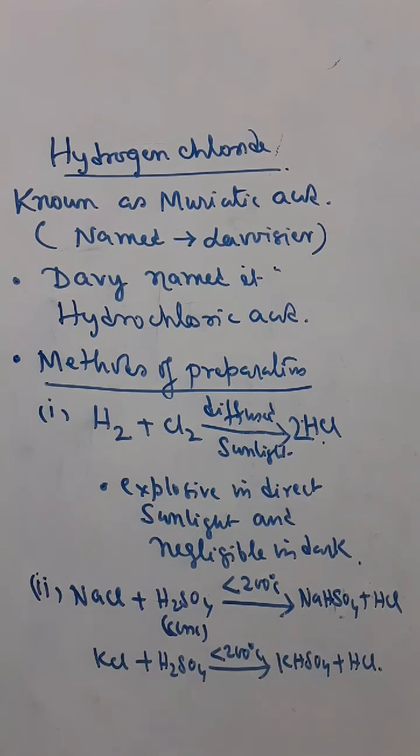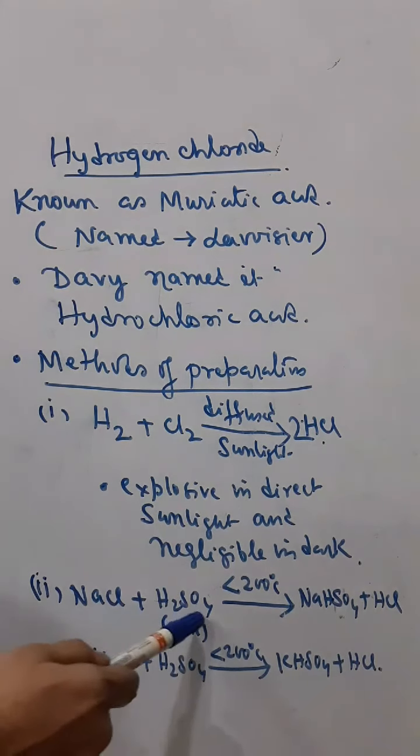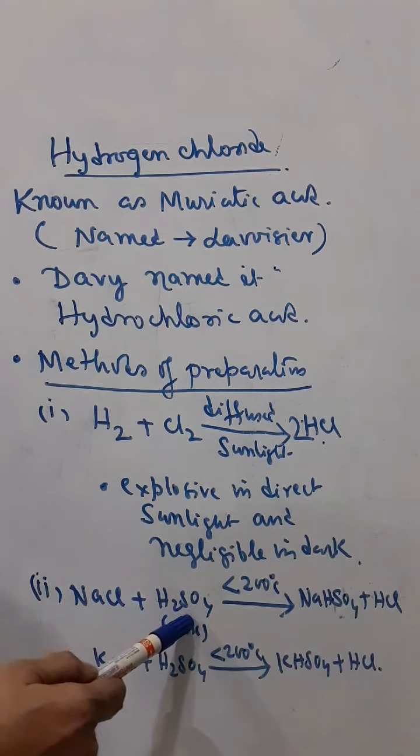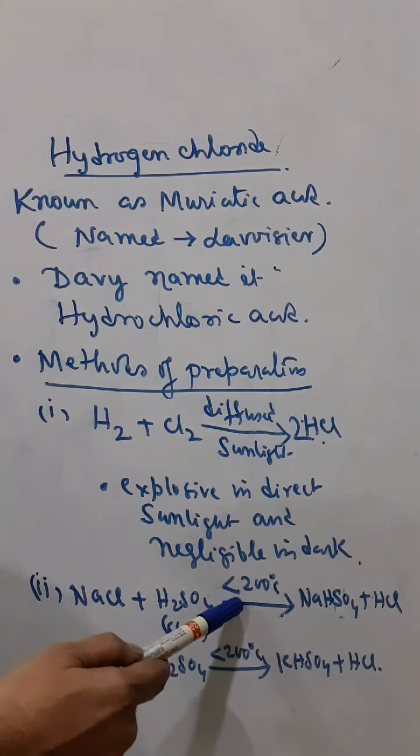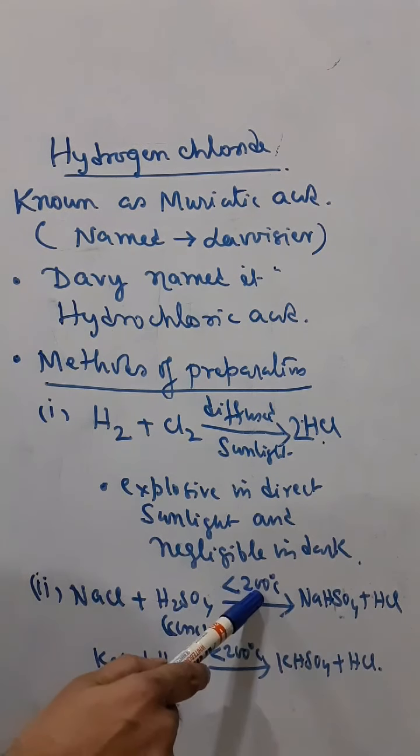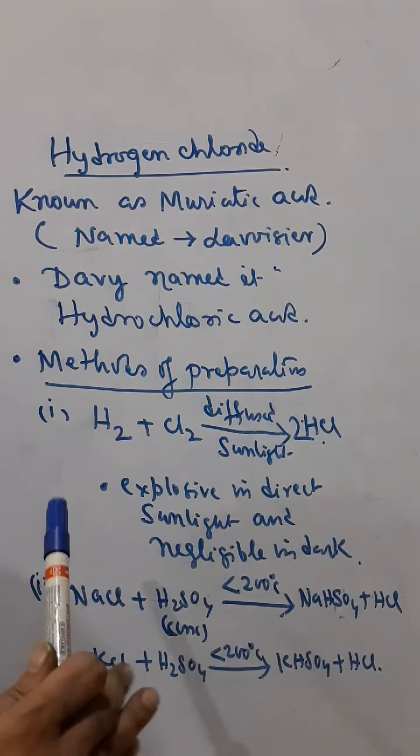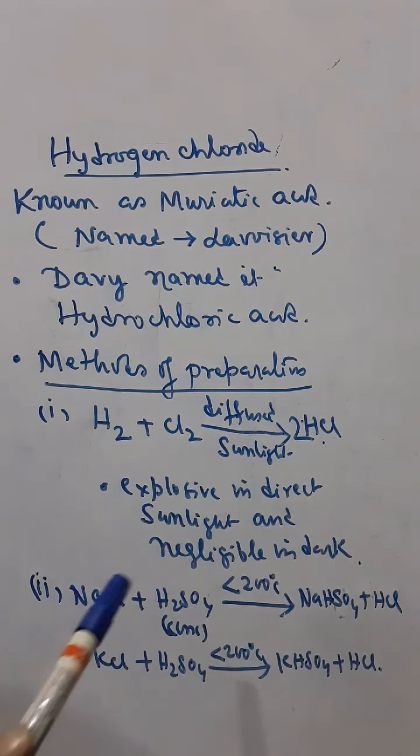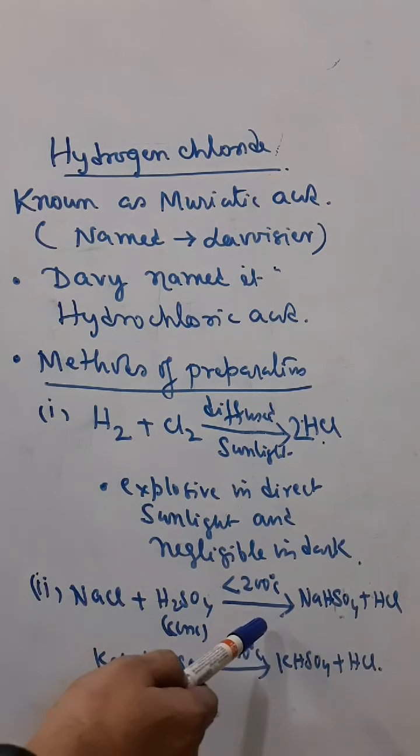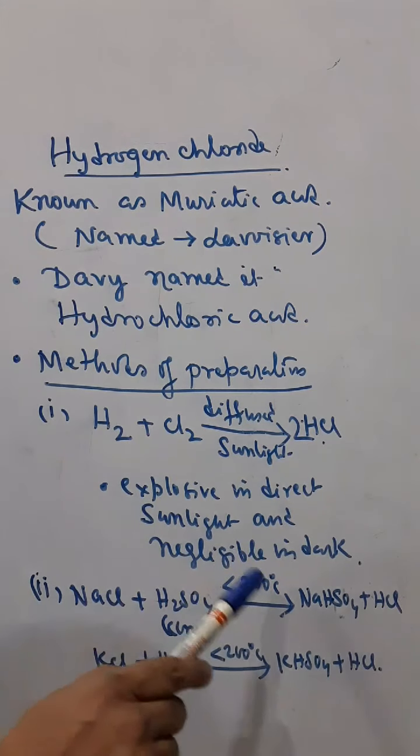And the next method of preparation is from metal chloride. Now, metal chloride, preferably NaCl and KCl, because they react better, and with concentrated sulfuric acid. So when sodium chloride reacts with concentrated sulfuric acid and it is heated, the temperature should be below 200 degrees Celsius. The temperature should not exceed 200 degrees Celsius. Why it should not exceed 200 degrees Celsius, we will discuss later. But here just remember the condition.